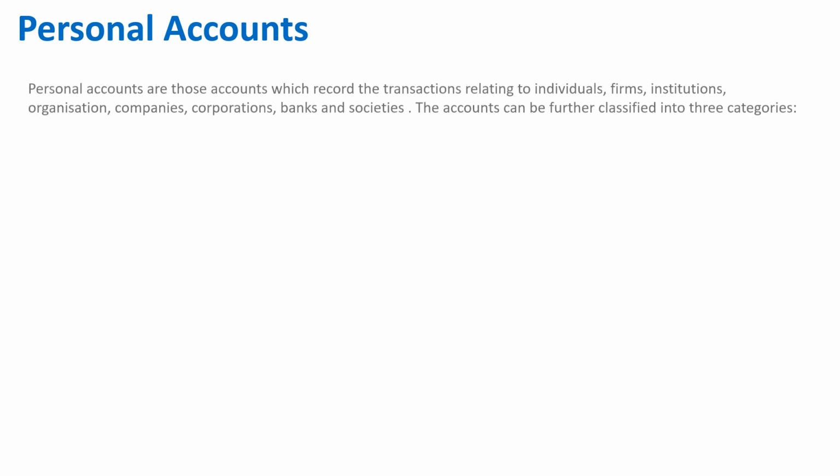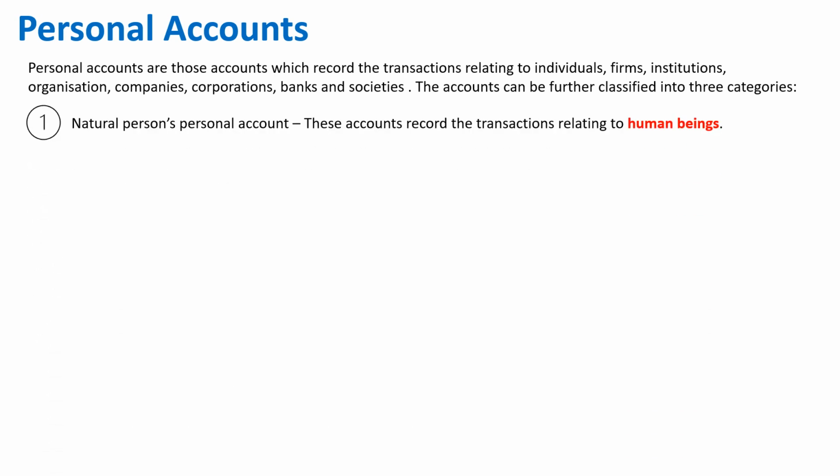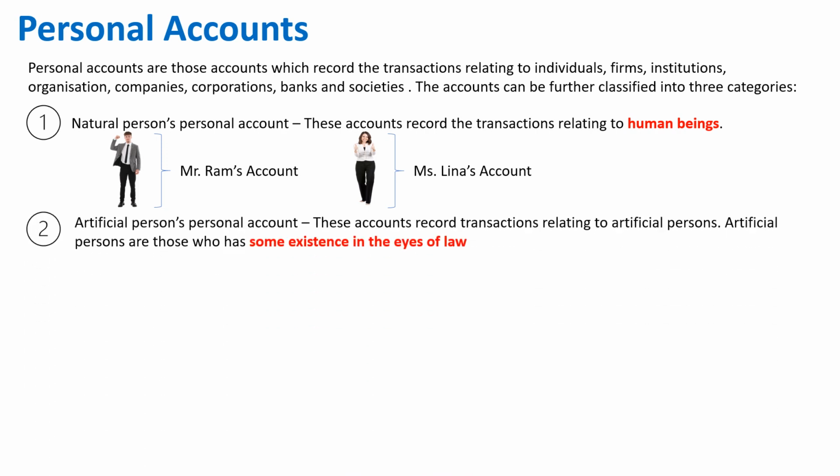Personal accounts are those accounts which record transactions relating to individuals, firms, institutions, organizations, companies, corporations, banks, and societies. These accounts can be further classified into three categories. The first one is the natural person's personal account. These accounts record transactions relating to human beings. Correct, so it is very clear. Natural persons are people like you and me, for example Mr. Ram's account or Miss Lina's account. These are all personal accounts of natural persons.